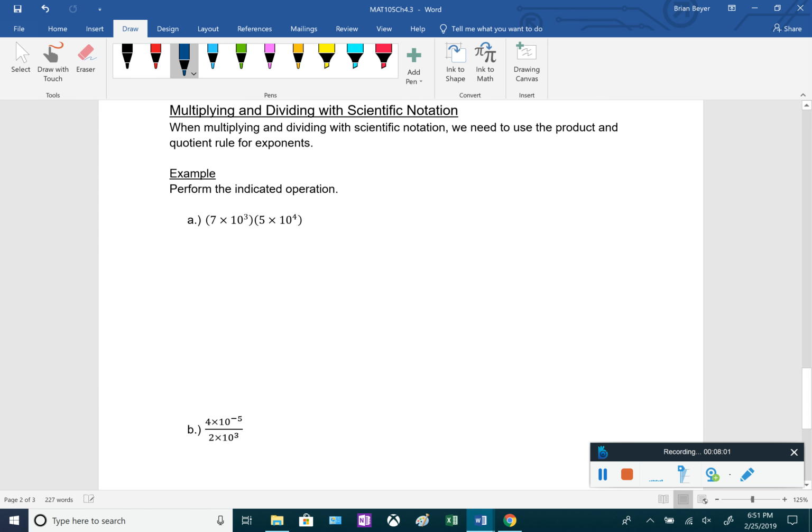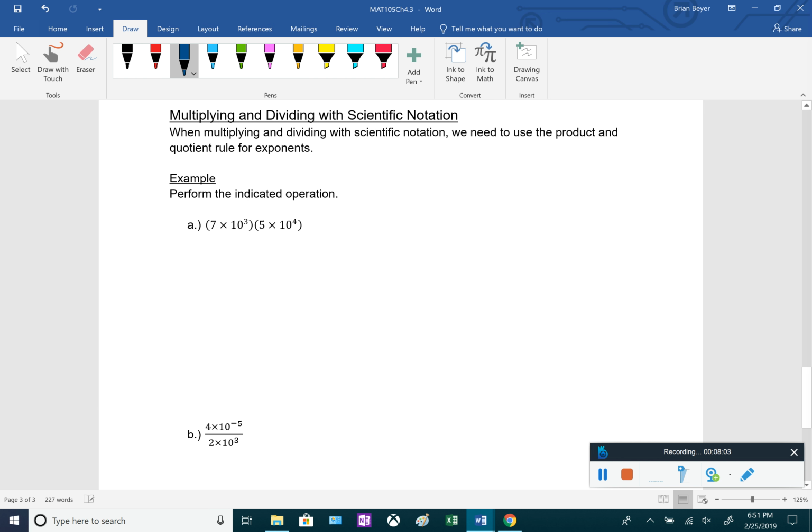Okay, for this last thing that we have here, it's multiplying and dividing with scientific notation. So it's not too bad. There is a little bit of a trick that I'll mention in this first one. What we have to do is use the product and quotient rule for exponents. So we'll see what I mean in a second. Let's do this first example with multiplying. We have 7 times 10 to the 3rd times 5 times 10 to the 4th.